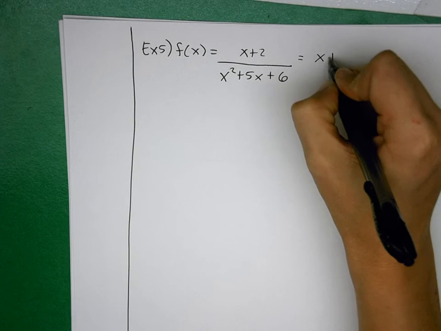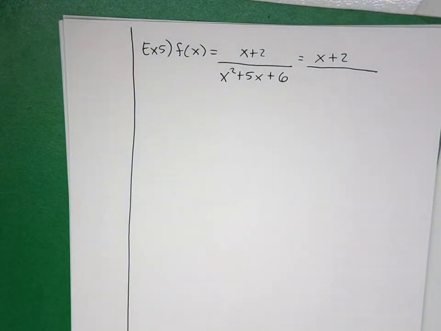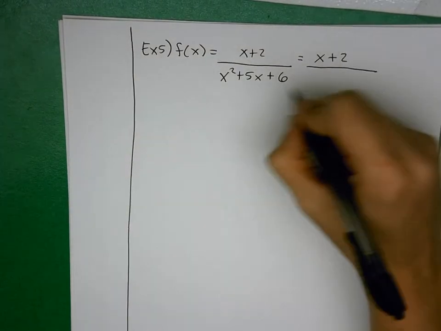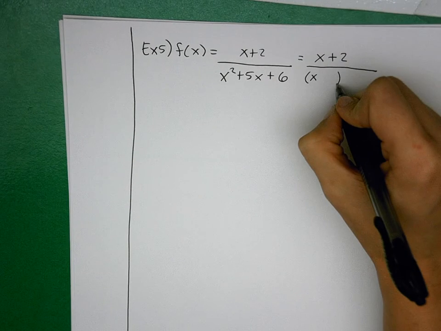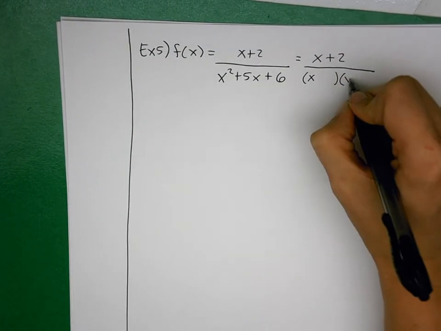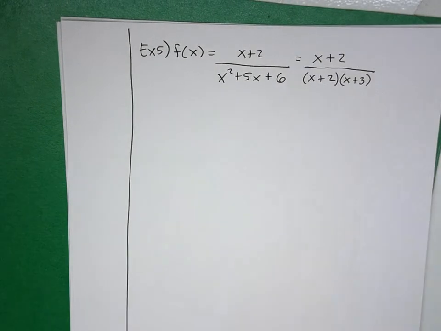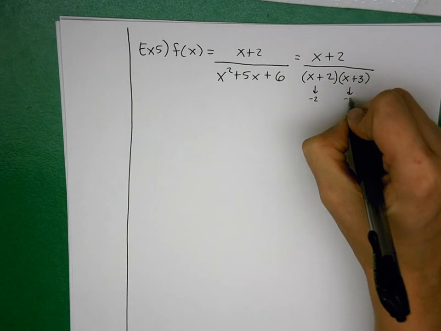Well, my recommendation would be to factor that. You also could theoretically do quadratic formula, but it's a fairly easy factor. Will probably end up saving you time. So we're looking for two things that multiply to 6 and add to 5, so that would be x plus 3 and x plus 2. Which means I have two discontinuities. I have one at -2 and one at -3.